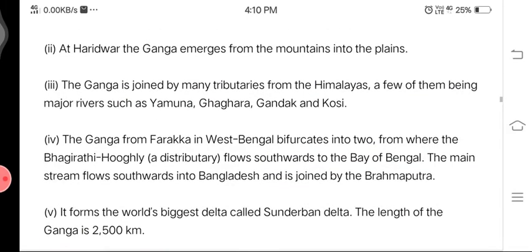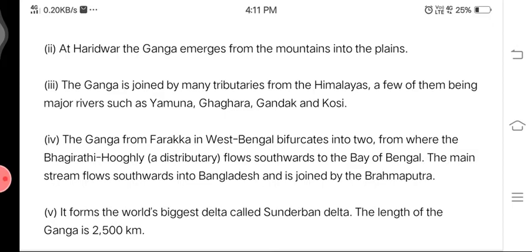At Farakka in West Bengal, the Ganga bifurcates into two. It means it divides into two, from where the Bhagirathi and Hooghly, a distributary, flows southward to the Bay of Bengal.